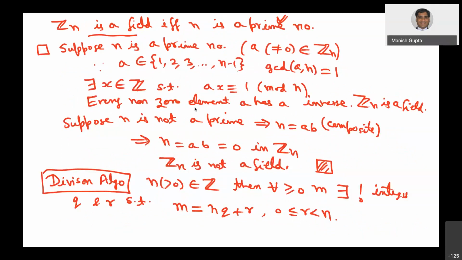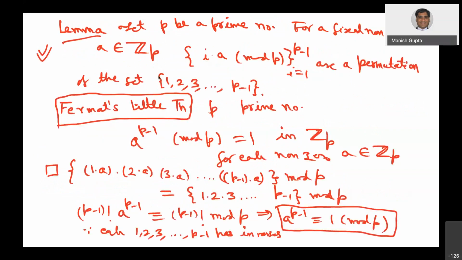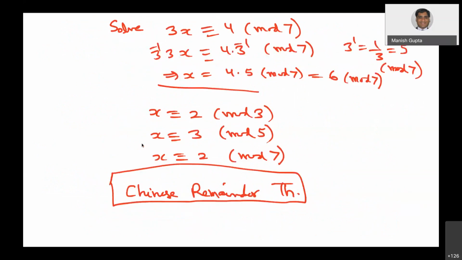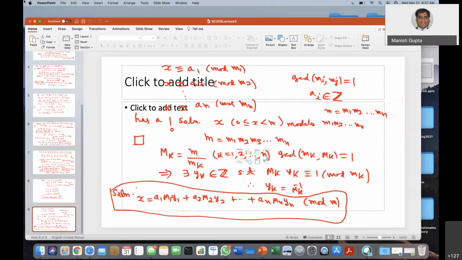Okay, and then we have the Fermat little theorem that a raised to the power p minus 1 mod p is 1 in Z_p, where p is a prime. And then we had the Chinese remainder theorem: if we have a system of equations, then we can solve for the solution using a product of all these m_i's. Okay, and the solution is something like this. So now let me start.